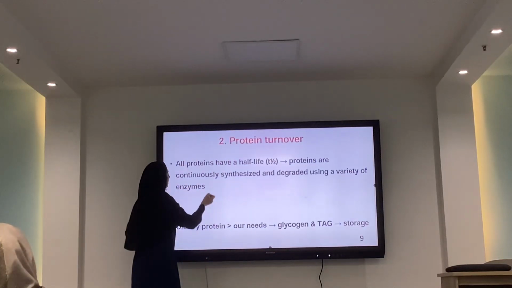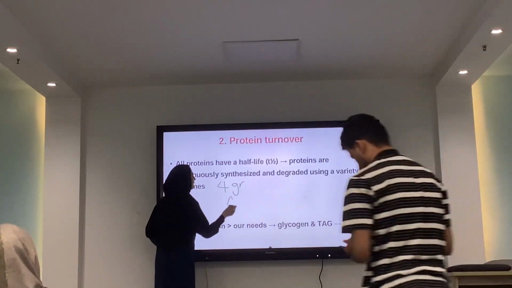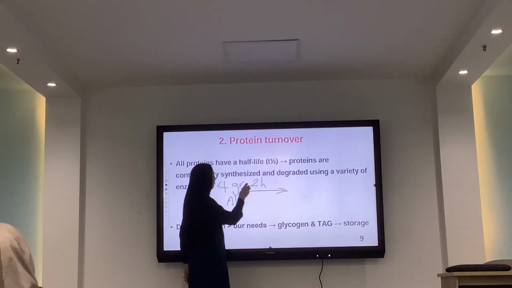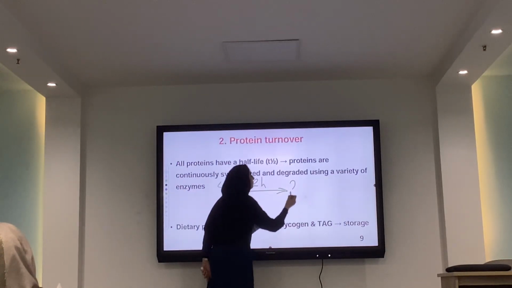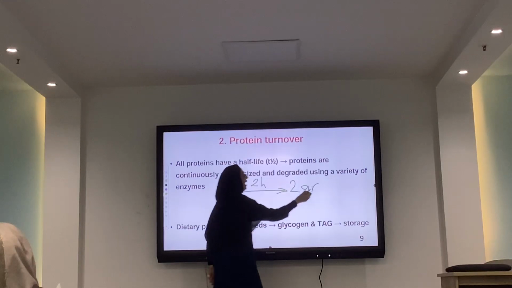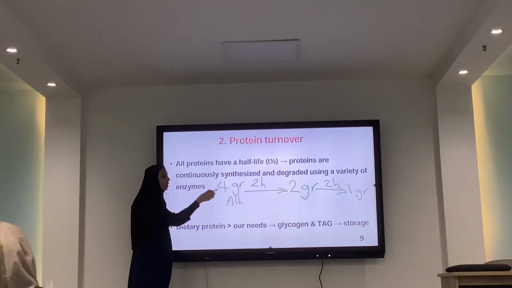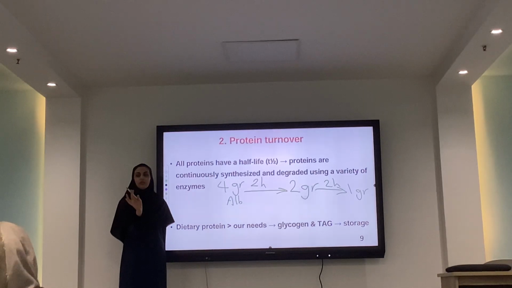For example, here we have 4 grams of albumin. The half-life of albumin is, for example, 2 hours. After 2 hours, it would become 2 grams. After another 2 hours, it will become 1 gram. It is half-life. Did you get the point about the half-life, about radioisotopes, about nuclear products like uranium and everything else? We have a half-life. Yes.